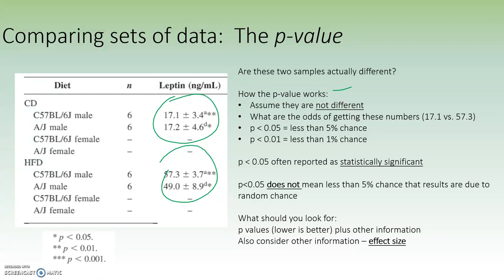You should know that the lower the p-value is, the more likely any claimed difference is real. And you want to see a p-value less than 0.05, but less than 0.05, around 0.01 or 0.001, is even better. However, it's not enough just to consider the p-value alone. You also want to consider other information when evaluating differences between two groups, specifically something called effect size.